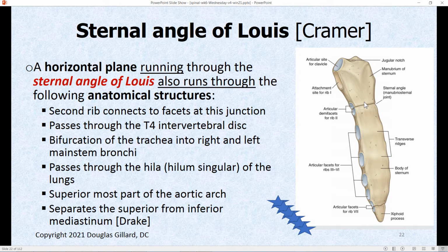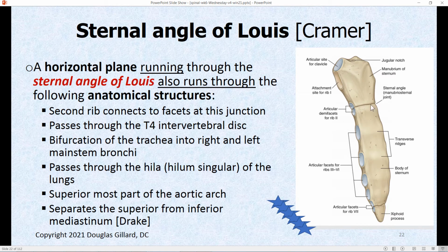Sternal angle of Louis is always important. If you stick a horizontal plane through the sternal angle of Louis here, and it slices right through the body, there are some important landmarks that this slice goes through, and these are very high yield board stuff right here. So, horizontal plane running through the sternal angle of Louis.